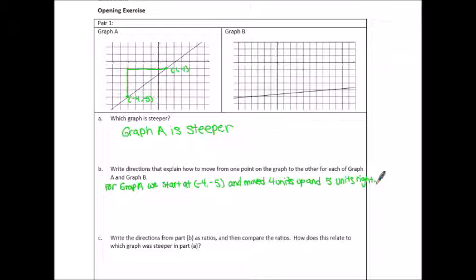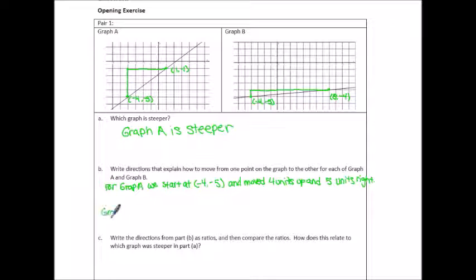And now we can use graph B. So our first point is at the same spot, -4, -5. And our second point is right here, which is 8, -4. So we can do the same thing. We can count our spaces up and our spaces over, and then we can write how we moved.